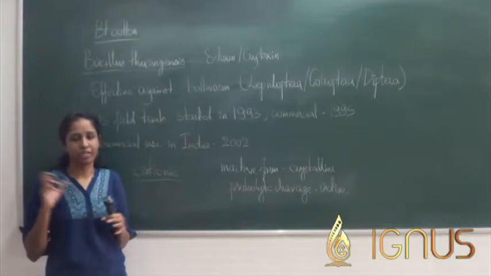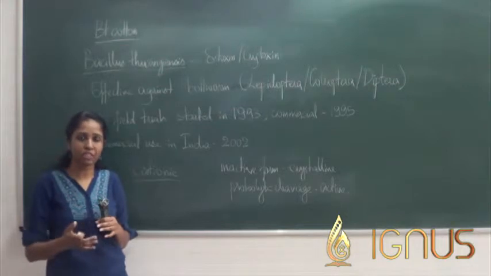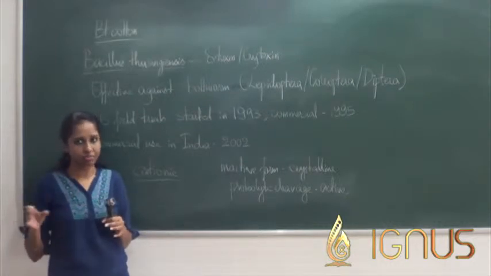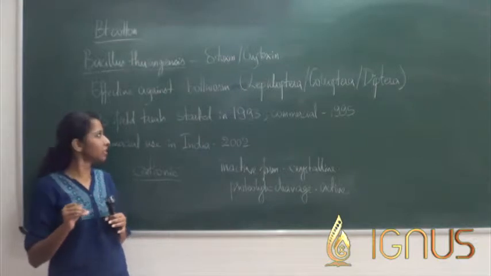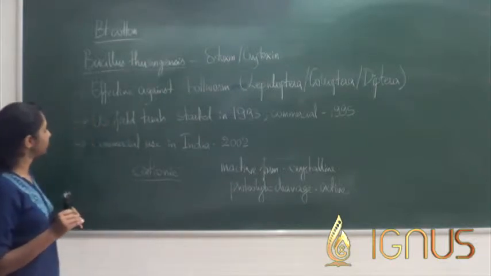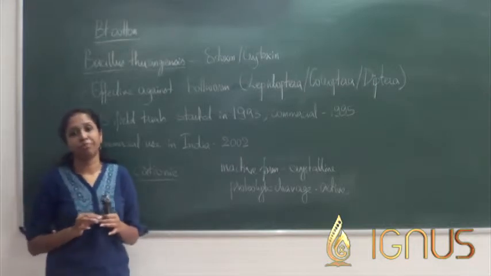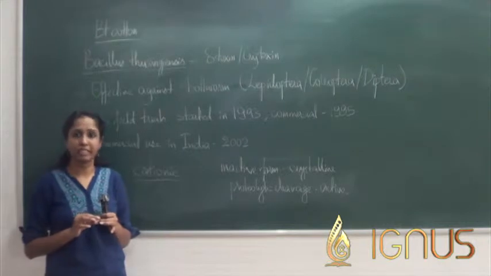Another disadvantage of BT cotton is that it has destroyed pretty much all of the indigenous varieties of cotton plants which were there all over the world. Because BT cotton has been used so much all across the globe, indigenous varieties of cotton plants which were there in all of the countries have pretty much diminished in their numbers.